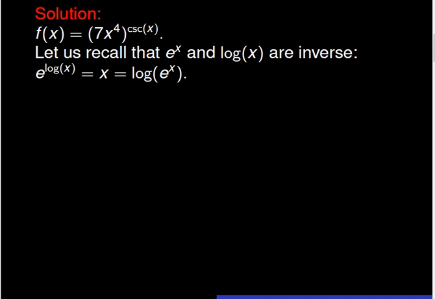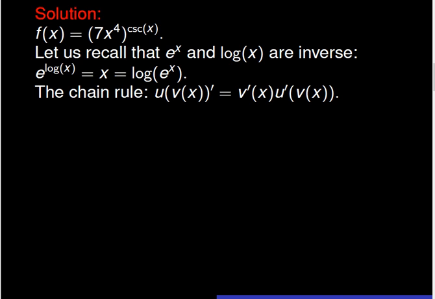We will have to use the fact that the exponential and the logarithmic functions are inverse functions. Then apply the chain rule to find the derivative. The exponential of log of x is equal to x, which is also equal to the logarithm of the exponential of x. In fact, we will also have to use the chain rule. Let us recall the chain rule. The derivative of the composition of two functions u of v of x is equal to v prime of x times u prime of v of x.